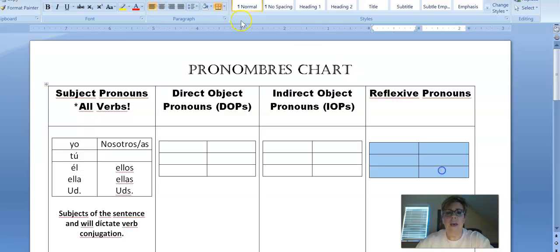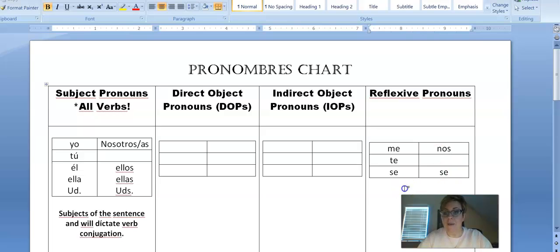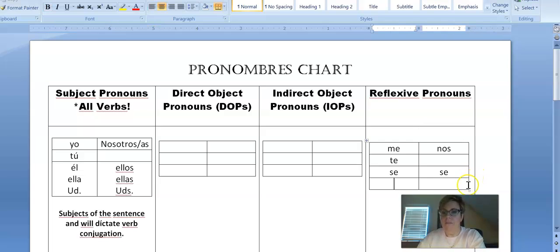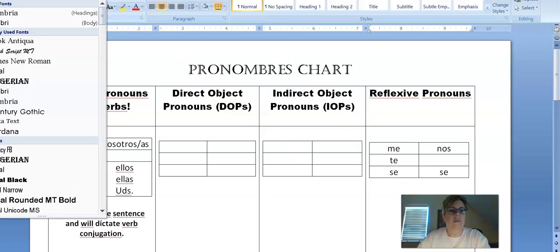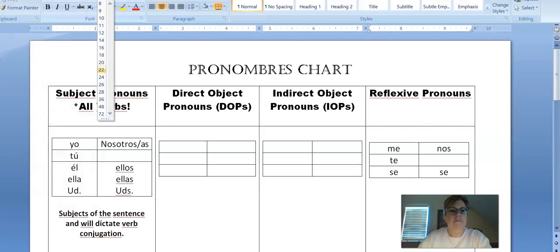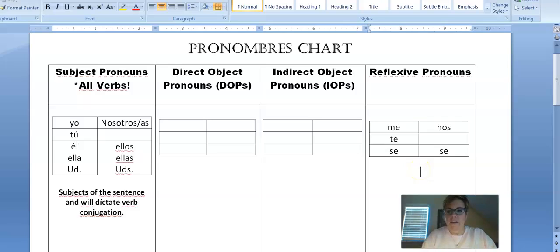All right, let's go over here to reflexive pronouns. You guys learned these in chapter 6. If you remember, these are me, te, se, nos, and se. Okay? All right, let's get to a better font. I sure do miss my board. Okay, so when we get down here, these basically are actions.